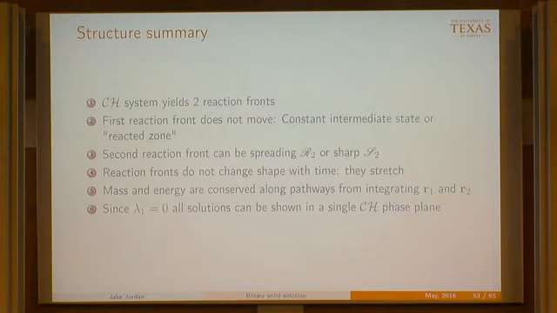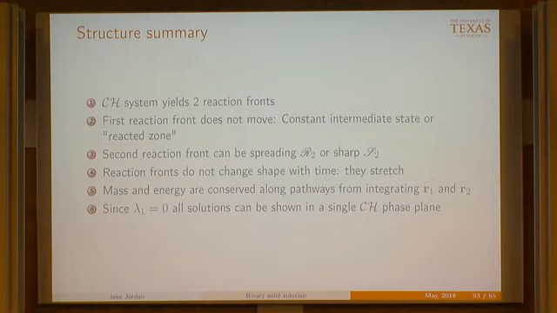So the summary of all this structure is that we get two reaction fronts, and the first reaction front doesn't move, and that necessitates this constant reacted zone. The second reaction front can either be spreading or sharp, which is important to thinking about the types of channelization processes that you might want to occur due to some sort of frontal reaction. These reaction fronts don't change with time. Mass and energy are conserved, but it's restricted to these pathways through phase space that must be adhered to.